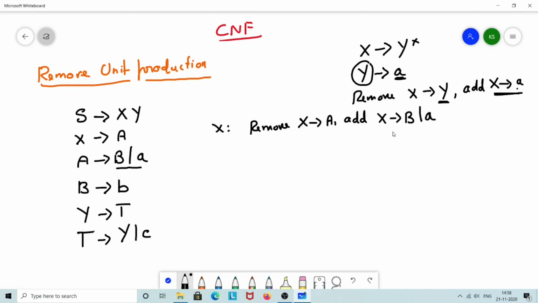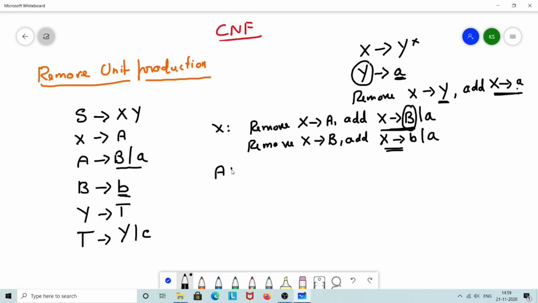Now, whatever new rule is added is also a unit production, if you observe, right? So what will I do? I will again remove that. I will remove x gives b. So this rule I will remove. And what should I add? I should add what b is giving, right? What does b give? B gives a single terminal b. So I should replace this b with the small letter b. So what do I get? I get x gives b or a. Now we have a rule with respect to x that is not in terms of unit production. So I'm done with x.